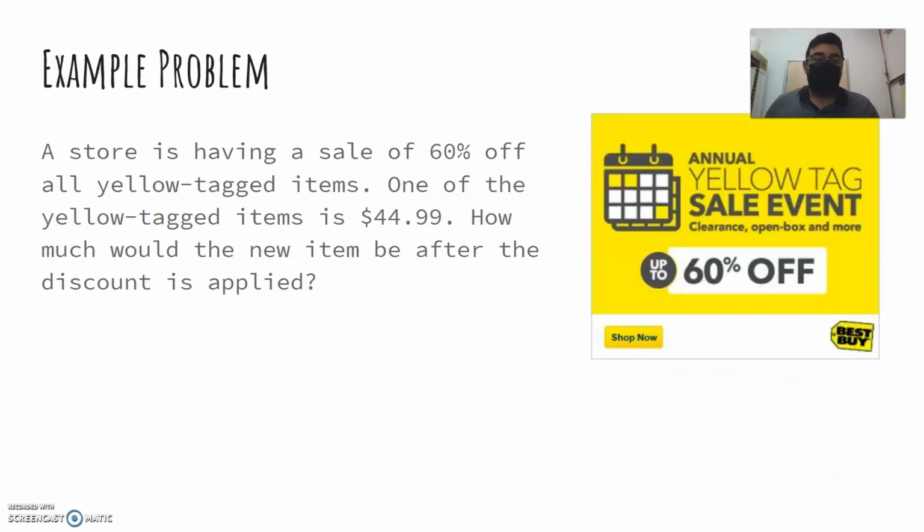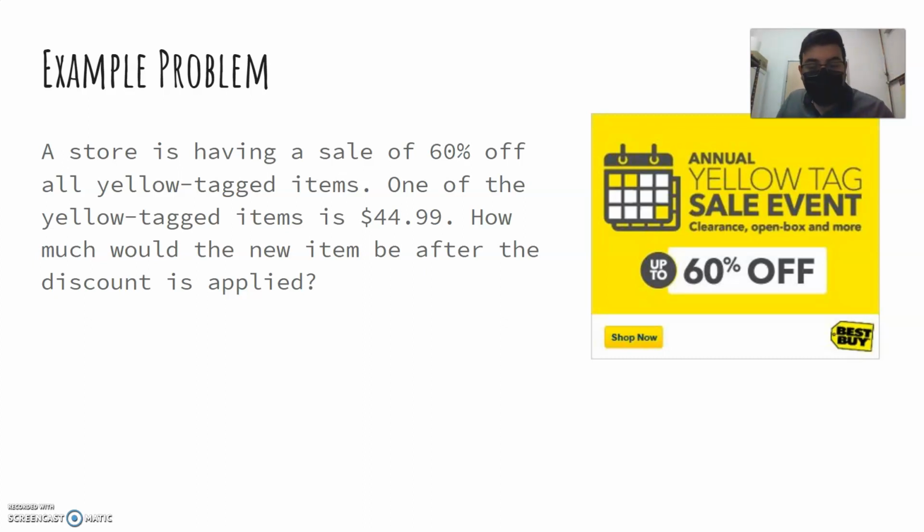So here's an example problem. A store is having a sale of 60% off all yellow tagged items. One of the yellow tagged items is $44.99. How much would the new item be after the discount is applied? Whoa, crazy, right? How do you solve that?